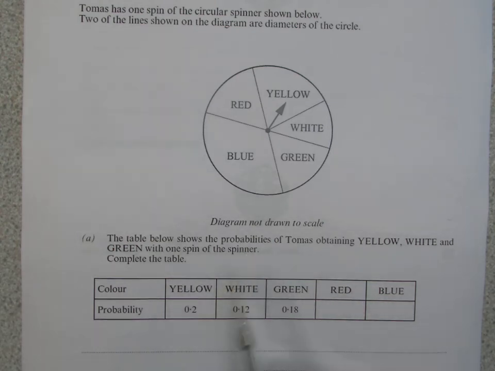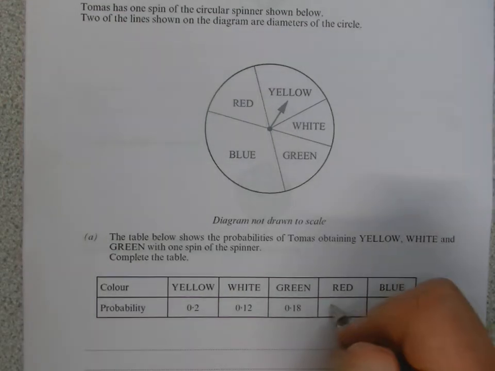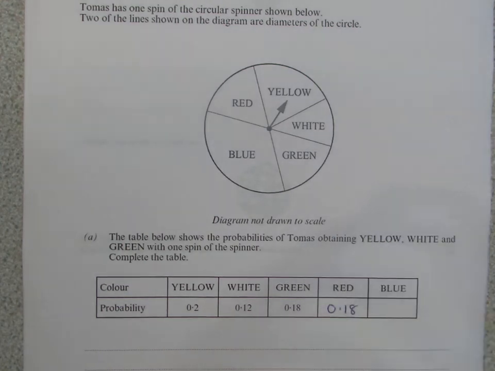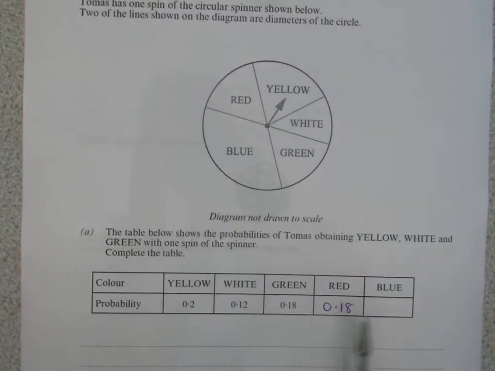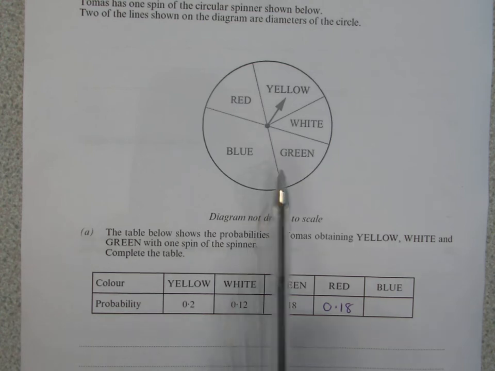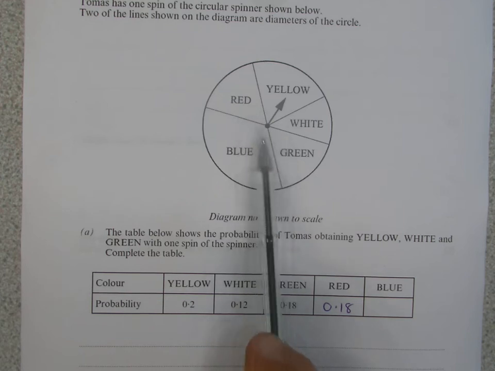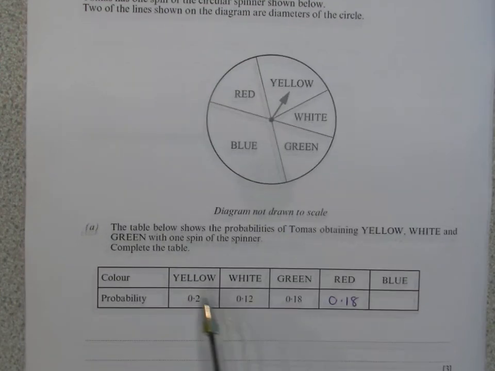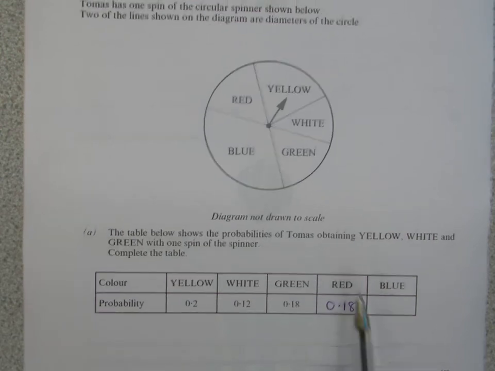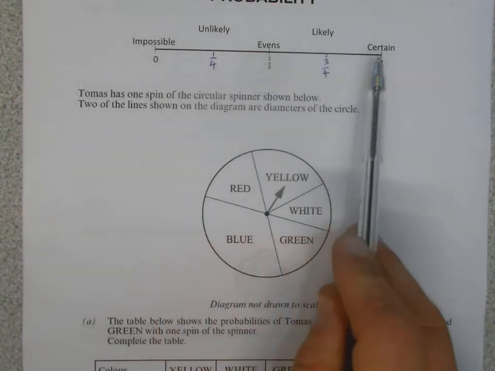You can see we've got the other elements given to us here, 0.2, 0.12. Green is 0.18, so straight away we can fill in red, can't we? 0.18, because it's identical to green. We need to figure out blue. You'd imagine there's more of a chance of this spinner landing on blue because you've got a larger sector. But we can actually work it out perfectly because all of the outcomes have to add up to 1. They have to total 1 to satisfy this scale, where 1 is certain.